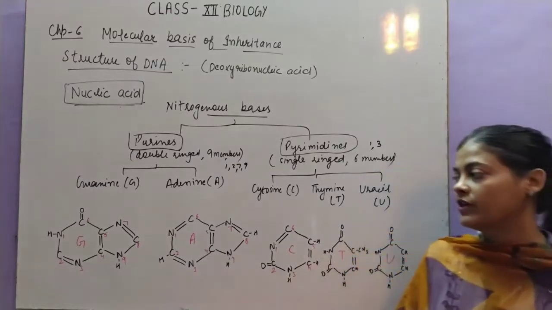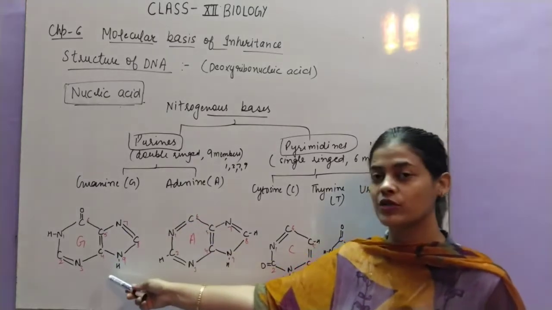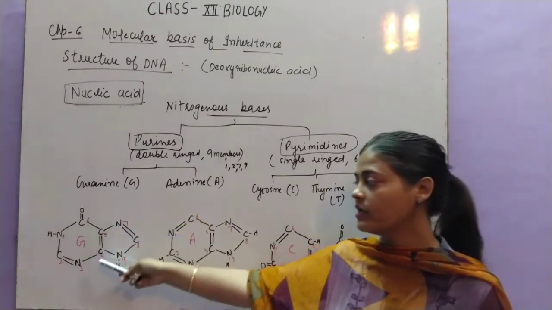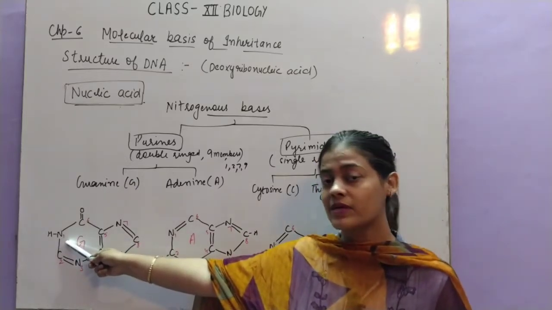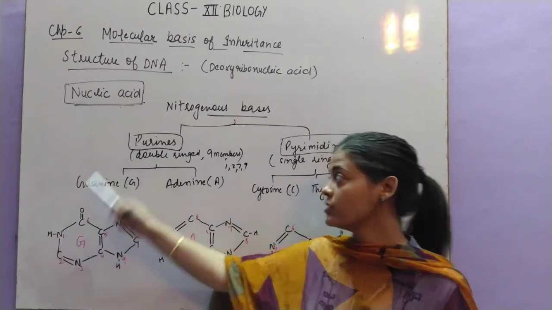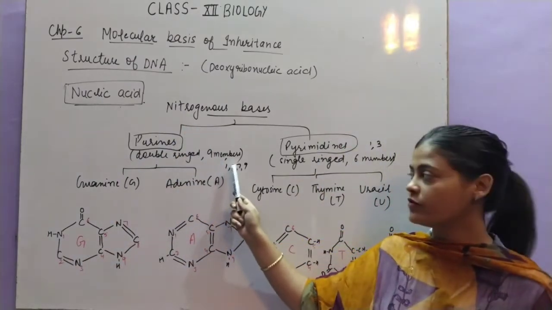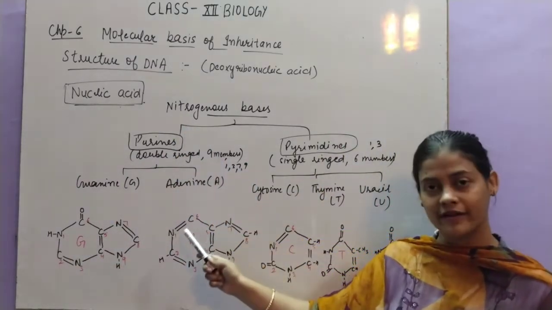Now let's see the structure of each. So here I have shown the detailed structure. This is guanine. So this is a double ringed structure. It has been started from this first nitrogen. As I told you, nitrogen is present at first, third, 7th and 9th position in the ring.